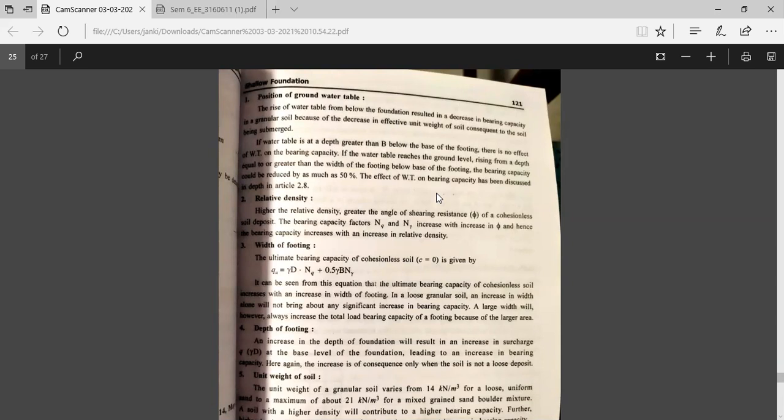Width of footing. The ultimate bearing capacity of cohesionless soil when C is equal to 0 is Qu equal to gamma D multiplied by Nq plus 0.5 gamma B N gamma. The ultimate bearing capacity of cohesionless soil increases with increase in width of footing. In a loose granular soil, an increase in width alone will not bring about any significant increase in bearing capacity. A large width will however always increase the total load bearing capacity of a footing because of the larger area.